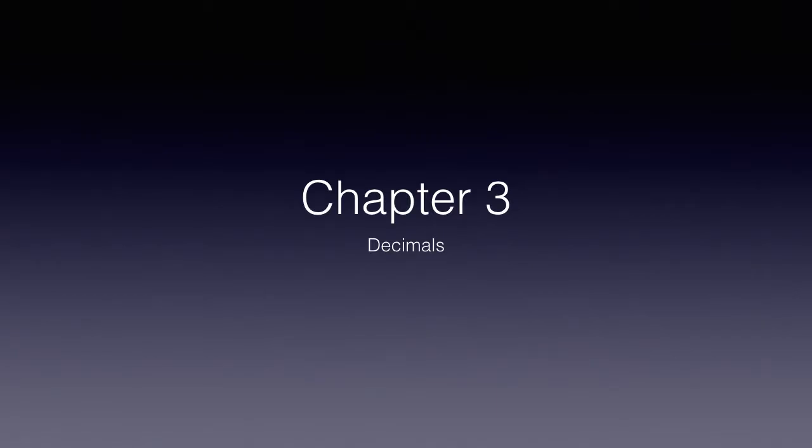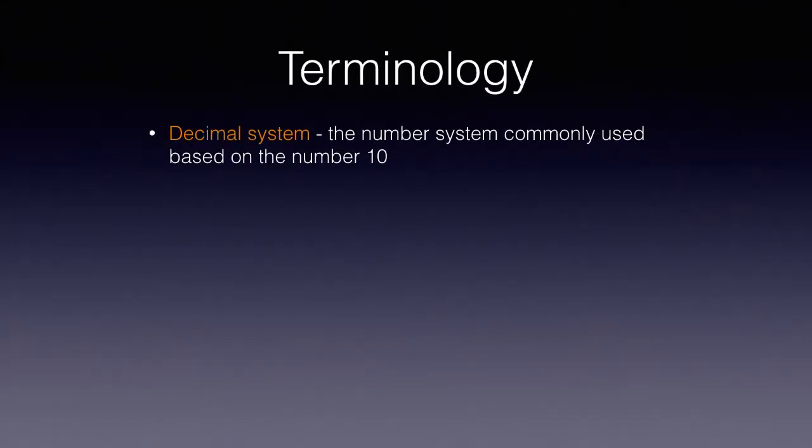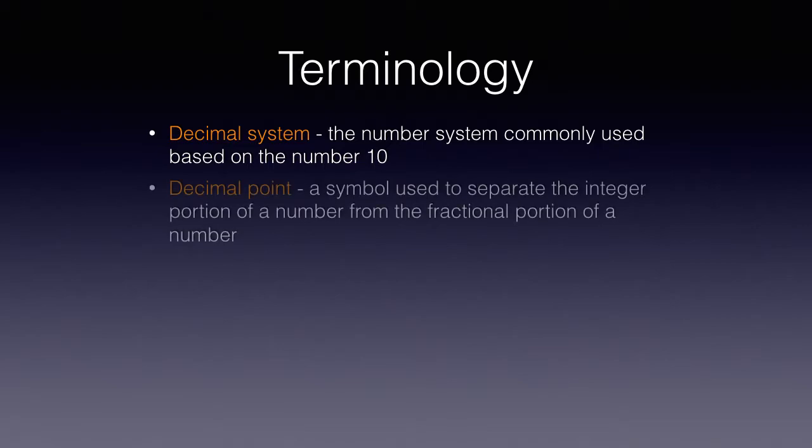All right, ladies and gentlemen, let's talk about Chapter 3, which is decimals. Now, our first section deals with representation, comparison, and ordering of decimals. So let's start with some basic definitions. Our number system is called the decimal system because it's based on 10. The decimal point, which is actually called a radix point, we only call it a decimal point because we're using it in the decimal number system, serves the purpose of separating whole numbers from fractions.